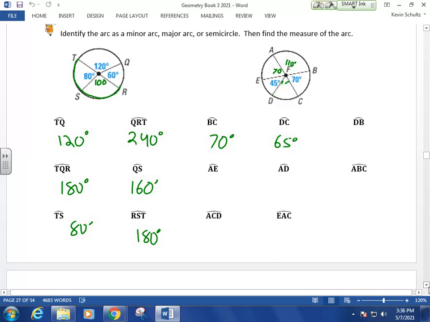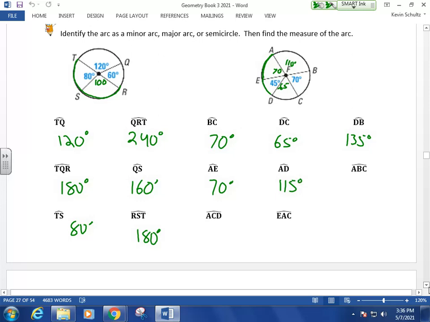Arc DB is going to be the sum of 65 and 70, so 135. AE here, 70 degrees. Arc AD, just continue this on down to D, 70 plus 45 is 115 degrees there.